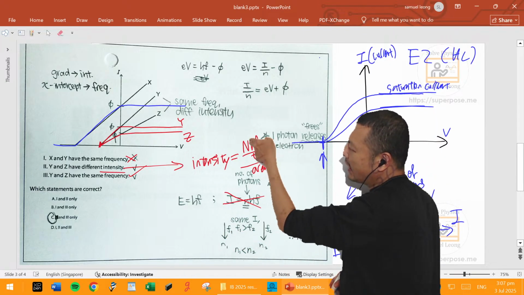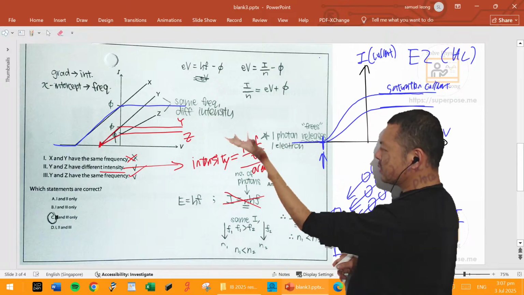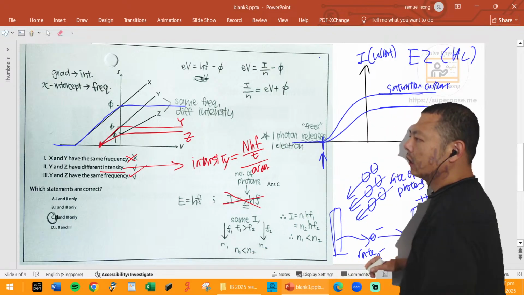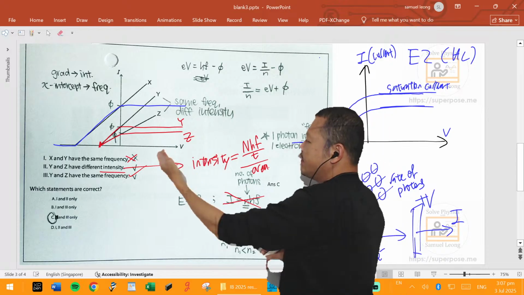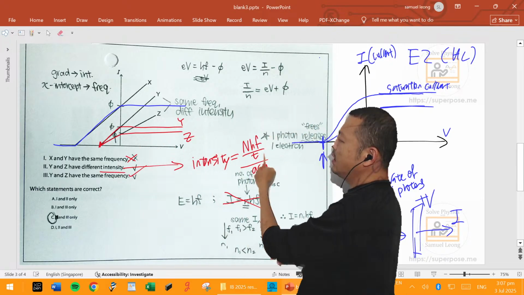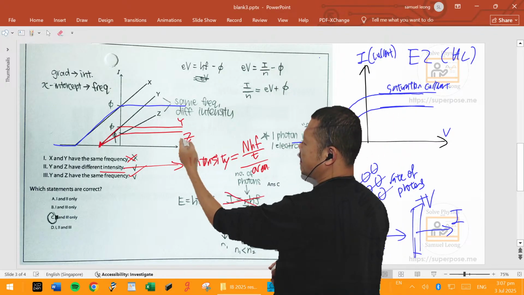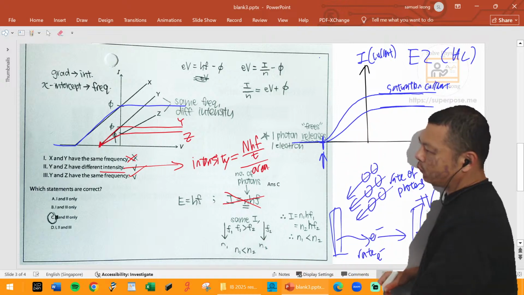The reason why I would like to use big N is because I want to remind you that big N stands for big number. It is a big number. It's like 10 to the power 15, 10 to the power 20, that sort of thing. So specifically, you can even say that Y has a higher intensity than Z, even though they have the same frequency, they have the same f. The rate of photons of Y, N over T of Y, is bigger than that of Z. Okay, so 2 and 3 only.